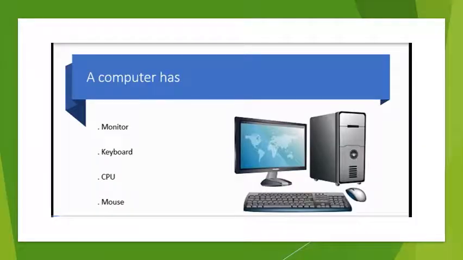So there are four main basic parts of computer: monitor, keyboard, CPU and a mouse. You have already seen these parts in your previous classes also, and you are working nowadays on computers. So you must be familiar about these parts. So now let us discuss about the functions of these parts.